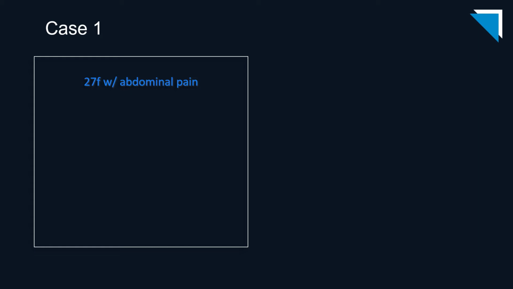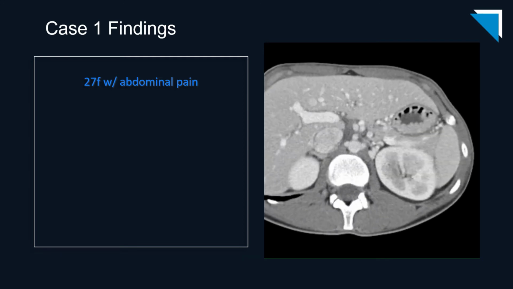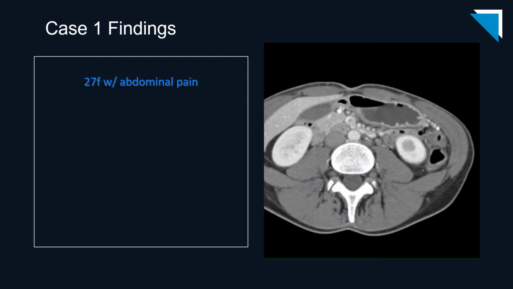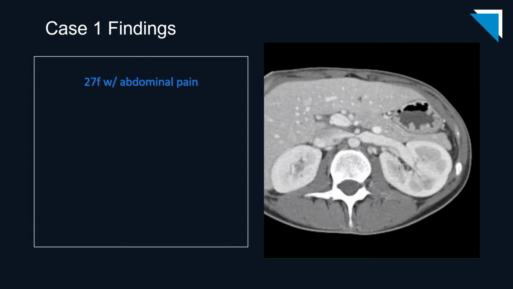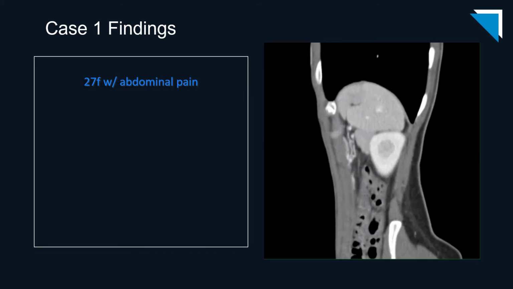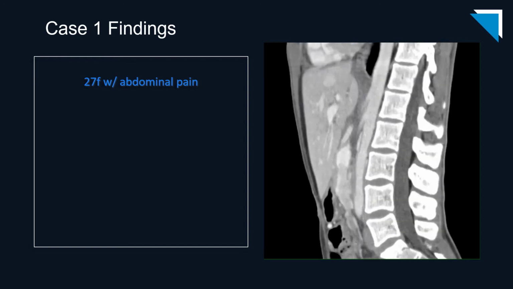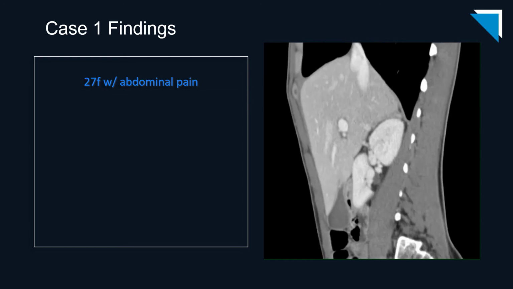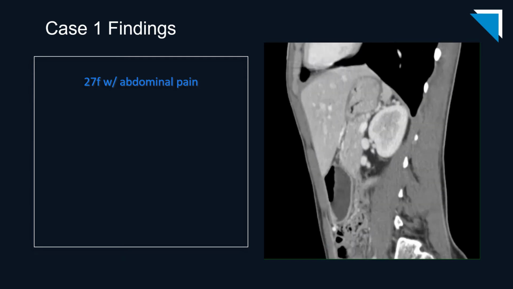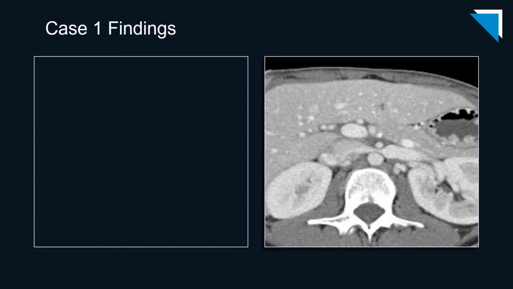Our first patient is a 27-year-old woman with abdominal pain. Let's begin with the axial images from a contrast-enhanced CT scan of the abdomen and pelvis. I trust that you are all employing your search pattern here as we scroll through the upper abdomen. And we'll take a look at the sagittal images, which provide a nice view of the pertinent findings. All of the findings are visible on this axial image.